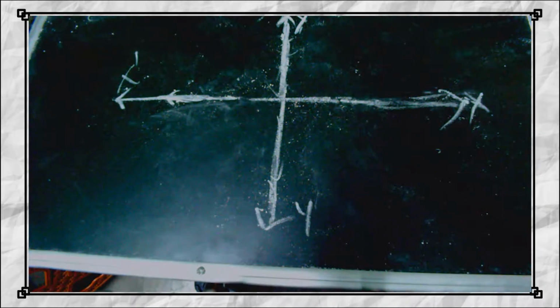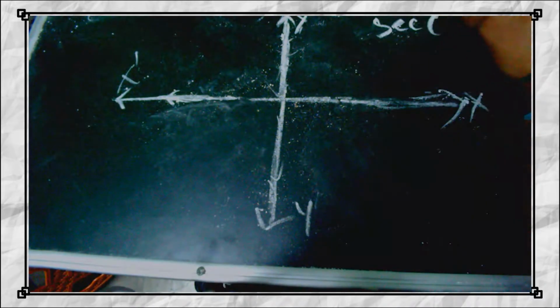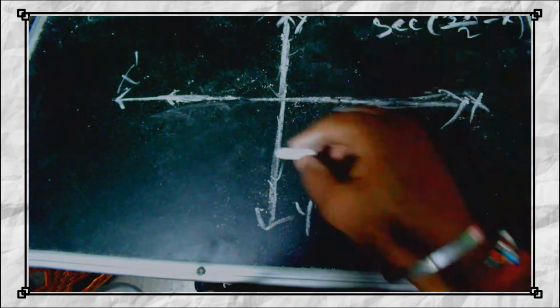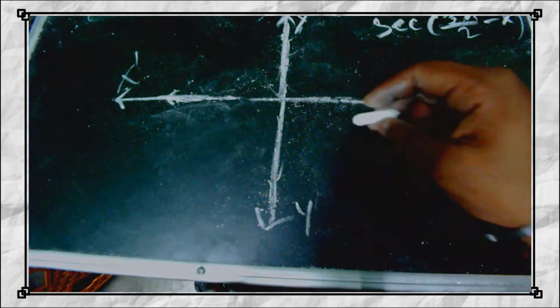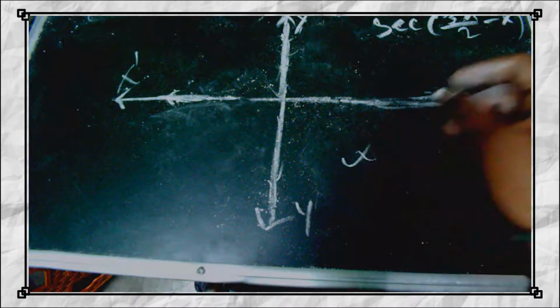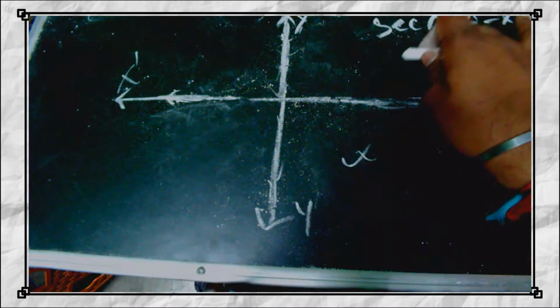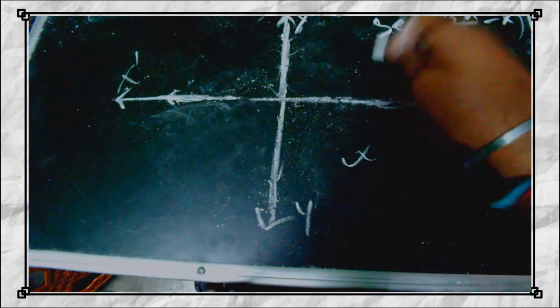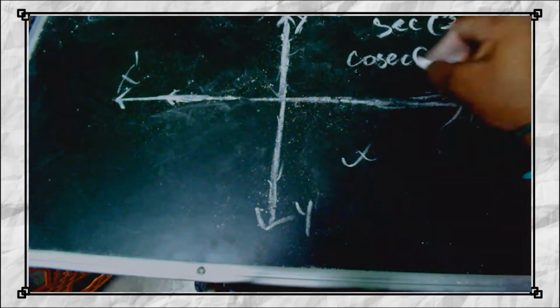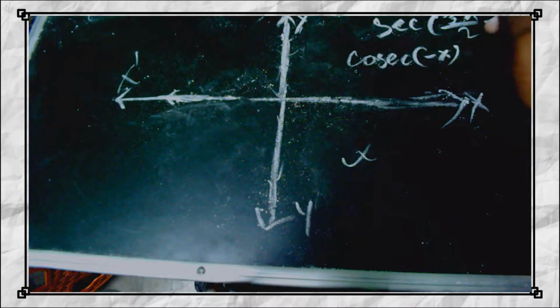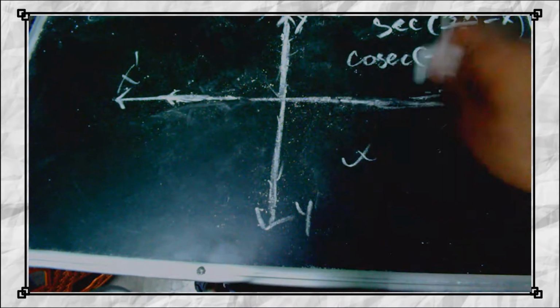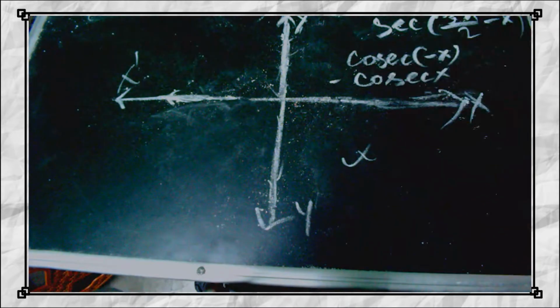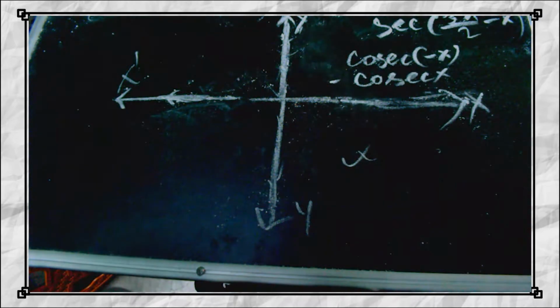Now let's calculate the value of sec of 3 pi by 2 minus x. 3 pi by 2 is somewhere here and minus x is in the fourth quadrant. In the fourth quadrant sec is positive, so the sign will remain the same and the ratio of sec will be changed to cosec and the value of the angle will be minus x. So cosec of minus x is minus cosec x, so the value of sec of 3 pi by 2 minus x is minus cosec x.